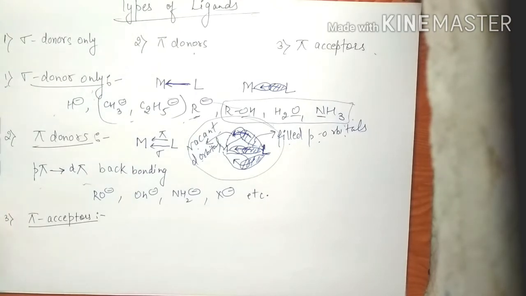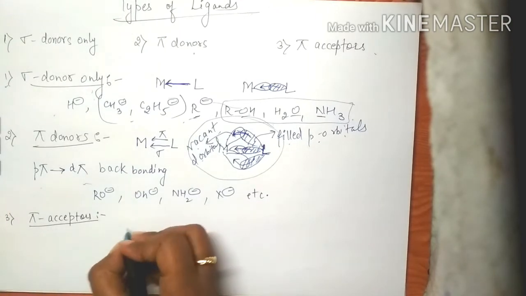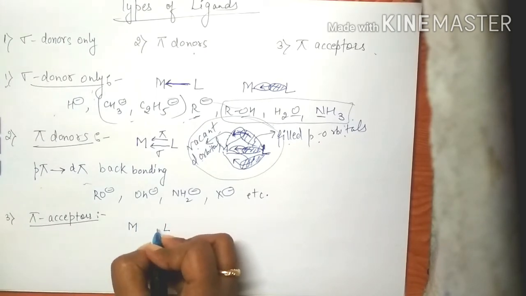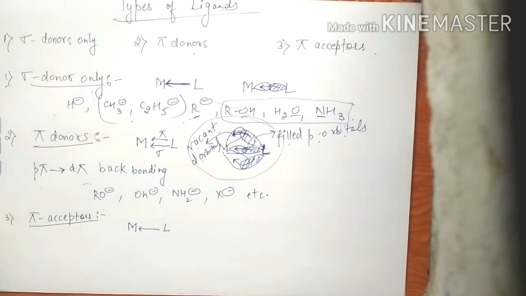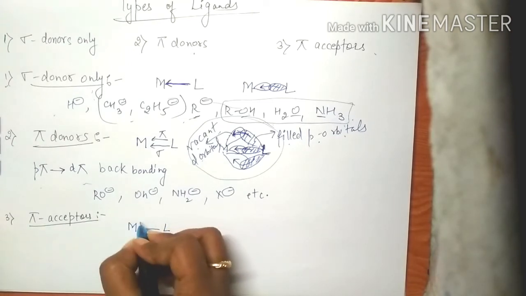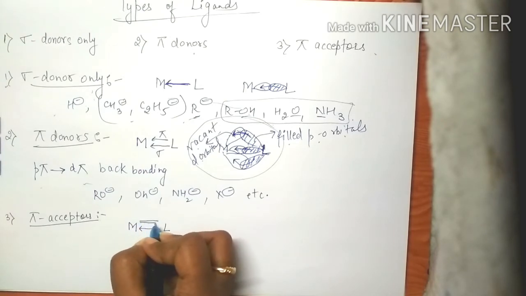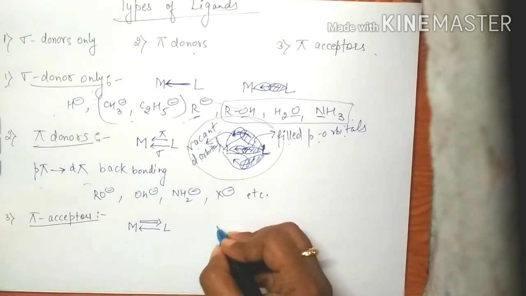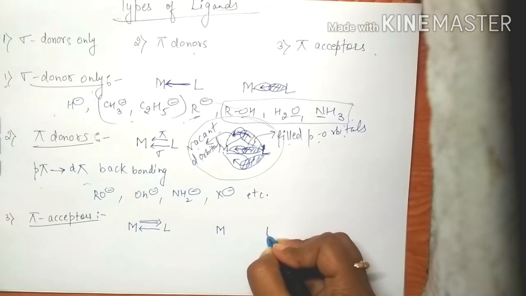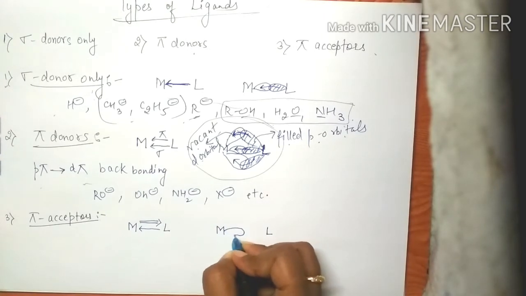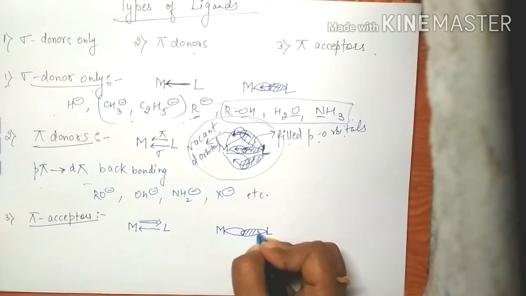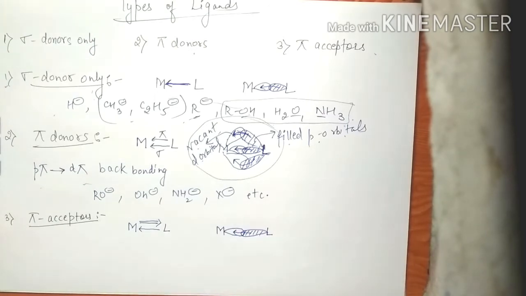So in the case of pi acceptor ligands also, there will be a metal and there will be a ligand. First, the ligand donates the electron density towards the metal, and then it takes a lot of density from the metal towards itself. Okay, these are known as pi acceptor ligands. So here we have our metal and here we have our ligand. First, sigma bond formation takes place, in which the ligand donates its electron density towards the metal.